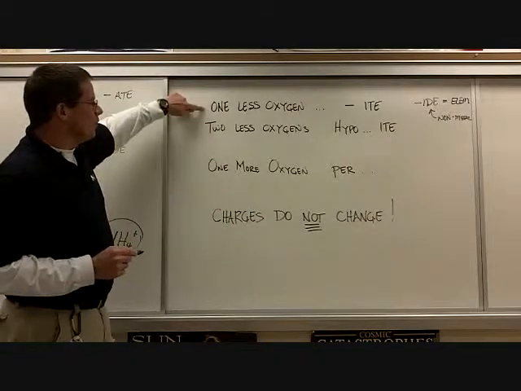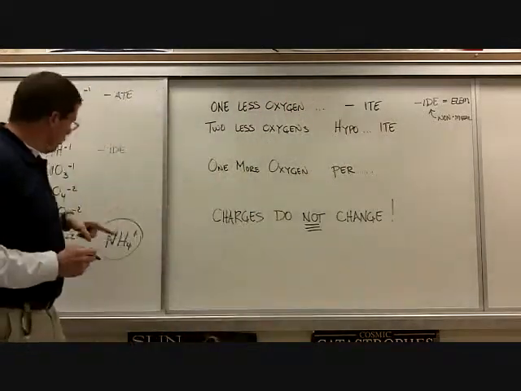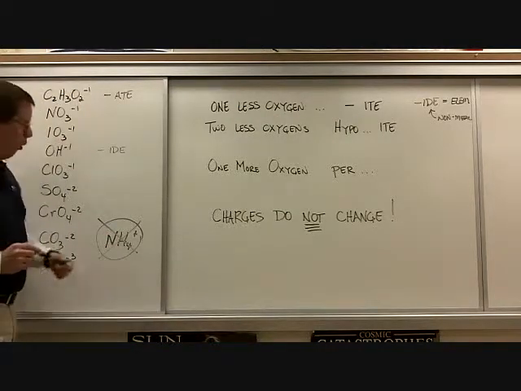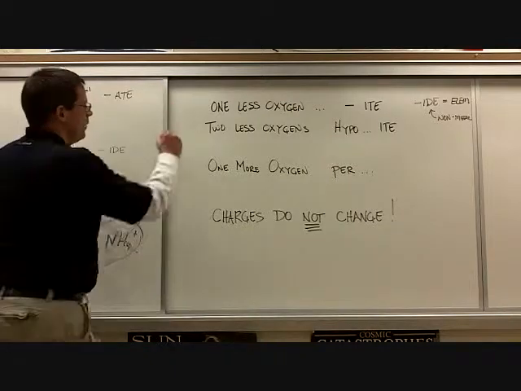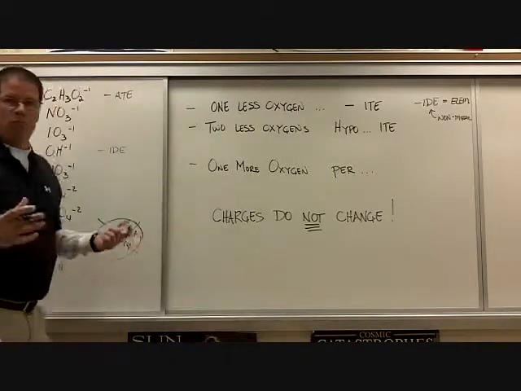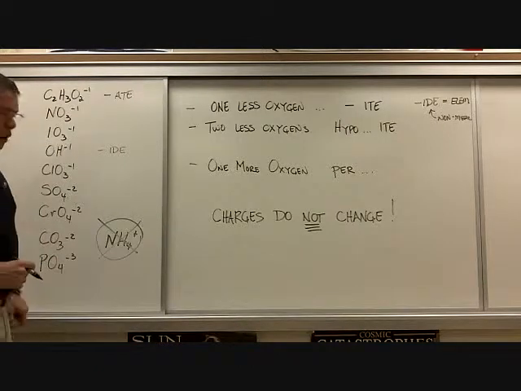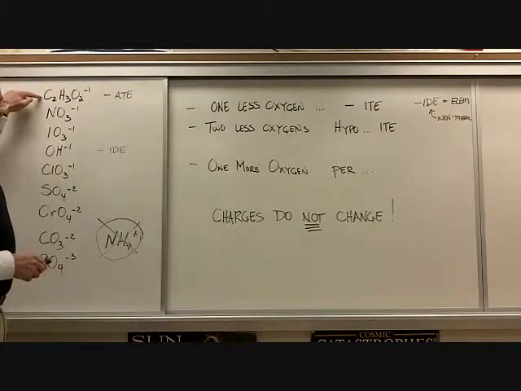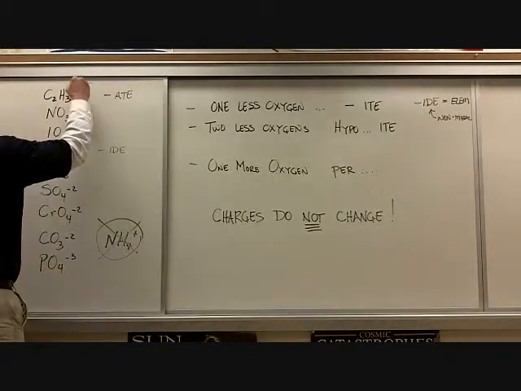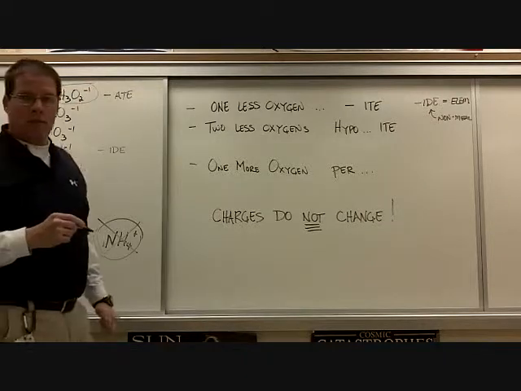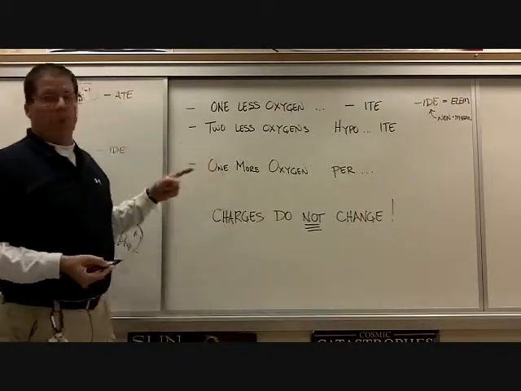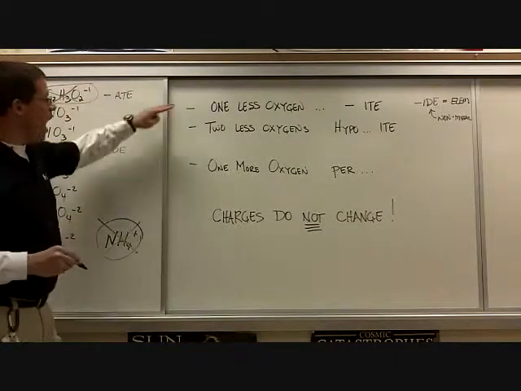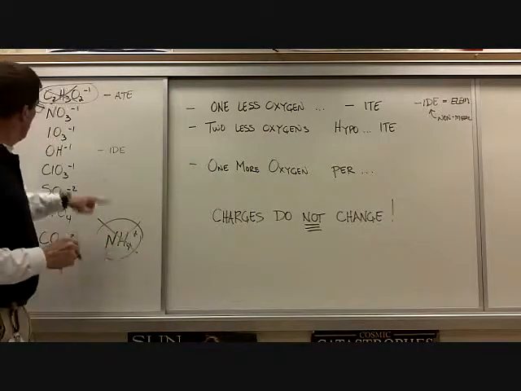One less oxygen ends in ITE. Well, the good news is this doesn't even have any oxygens. So when you're looking at the exceptions for using these 3 things right here, ammonium doesn't get to work with this. Also, there's a couple other polyatomics where we don't get to use these special rules. Top one here, acetate. Acetate's one that we can't take an oxygen away from or add an oxygen to. And we haven't discussed organic chemistry yet, but acetate will not follow these rules. So ammonium and acetate.